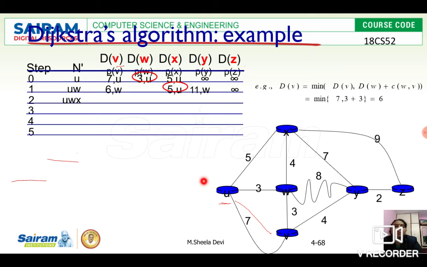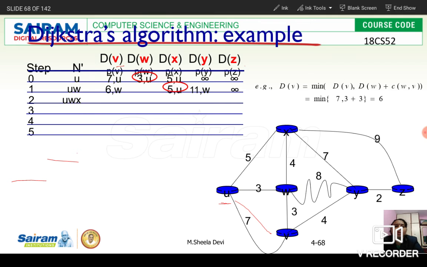Then from U, already W and X are over. That's why it is red circled, because X and W are moved to N dash. If it is not in N dash only, you have to do the iteration. Okay. So only now V, Y, Z are not in N dash. So only for those nodes we have to do the iteration.